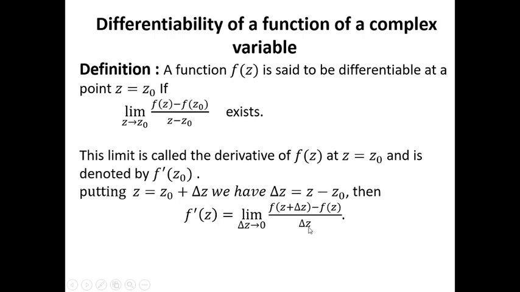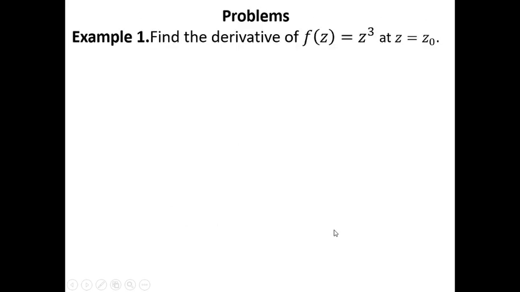Differentiability of a complex variable means we are using these two formulas. One is f'(z0) is equal to the limit as z tends to z0 of [f(z) minus f(z0)] divided by [z minus z0]. Otherwise, we can also use the other formula. Now, we discuss some problems on differentiability.